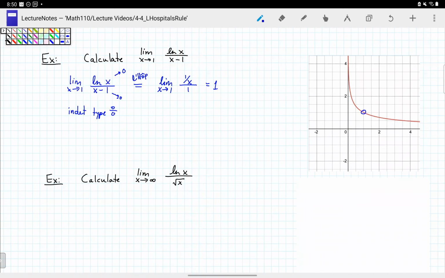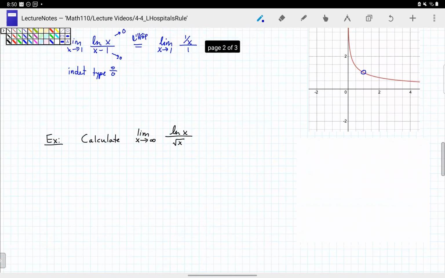All right, so let's look at this next one. We're looking at the limit as x approaches infinity of natural log of x divided by square root of x. Now, natural log of x looks like this sort of thing, and it does actually go off to infinity. It looks like it might have an asymptote, but keep in mind that this is the inverse of the exponential function, which has a domain of all real numbers, which means that the natural log should have a range of all real numbers. So this piece goes off to infinity.